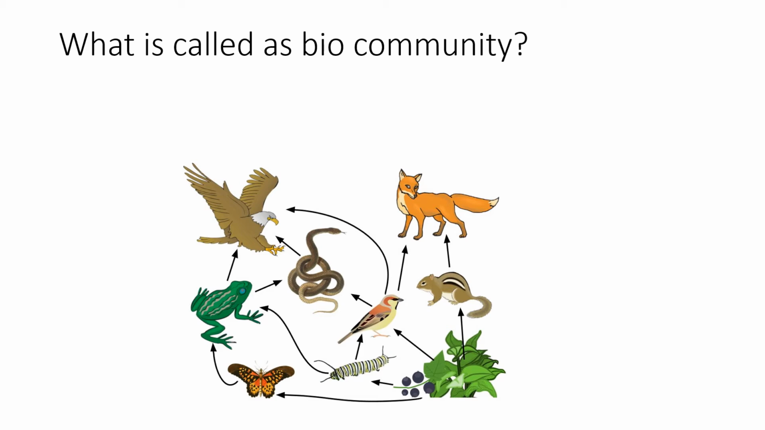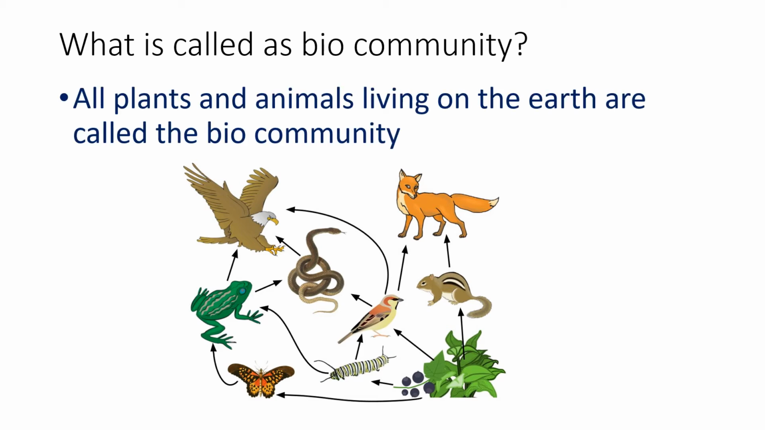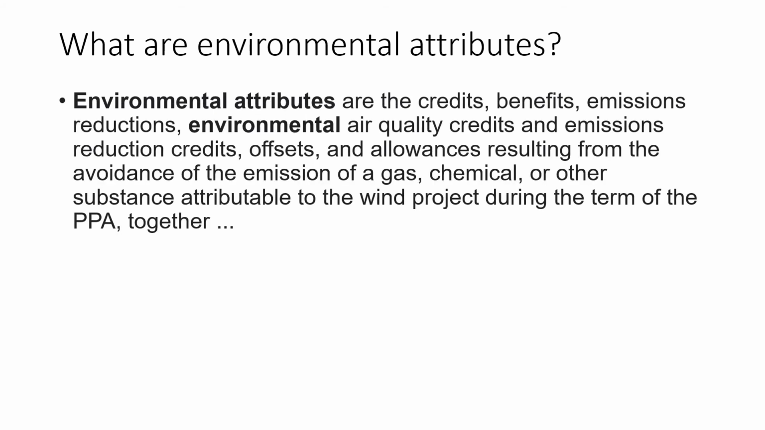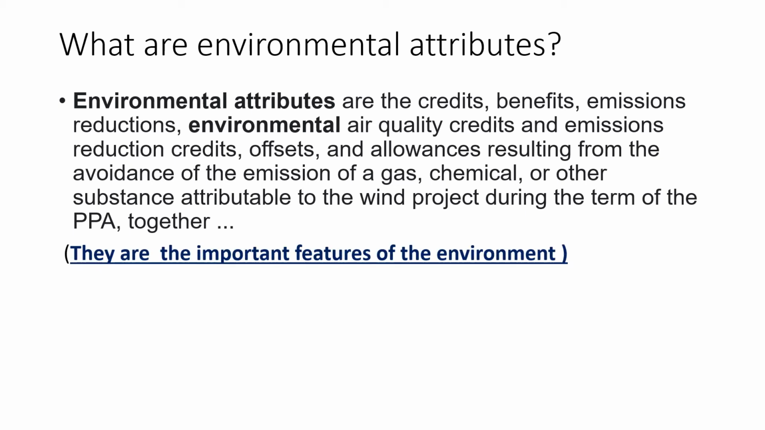So altogether, plants and animals are called the biocommunity. All plants and animals living on the earth are called the biocommunity. What are environmental attributes? If you go through the dictionary, you may find various definitions, but when simply put, they are the important features of the environment.